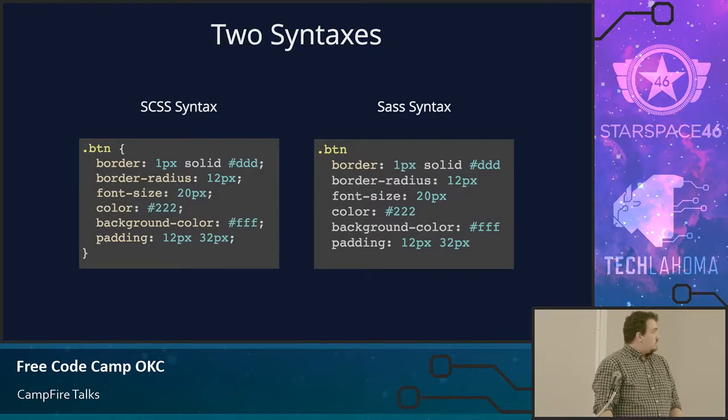So there are two syntaxes. On the left, we have our SCSS syntax, which looks really similar to our normal CSS. And then on the right, we have the Sass syntax. This actually uses the idea of syntactically significant white space, so every tab you have is something the compiler actually understands.